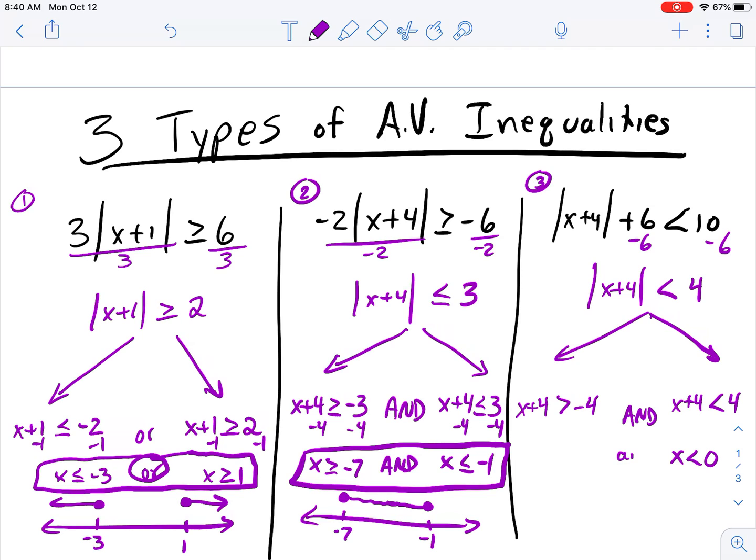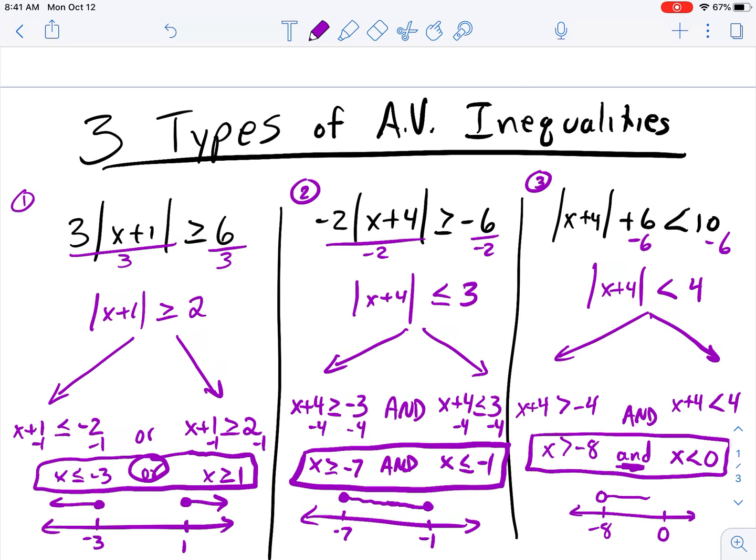Now I'm going to go ahead and solve. And make sure in your answer that you have your connecting word. So x is greater than -8, and it's less than 0.